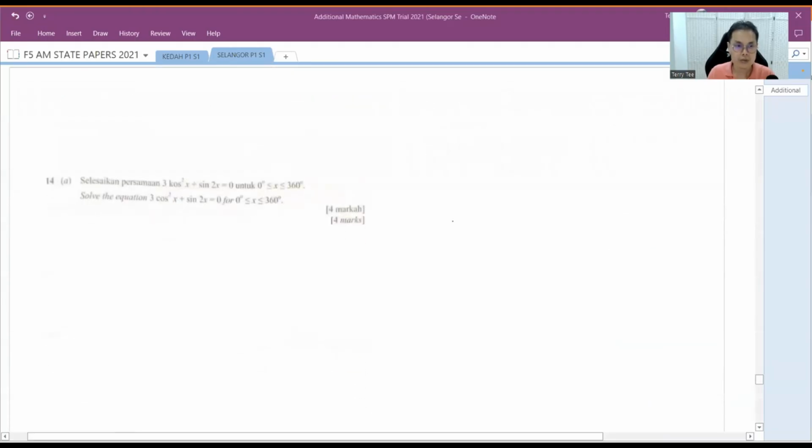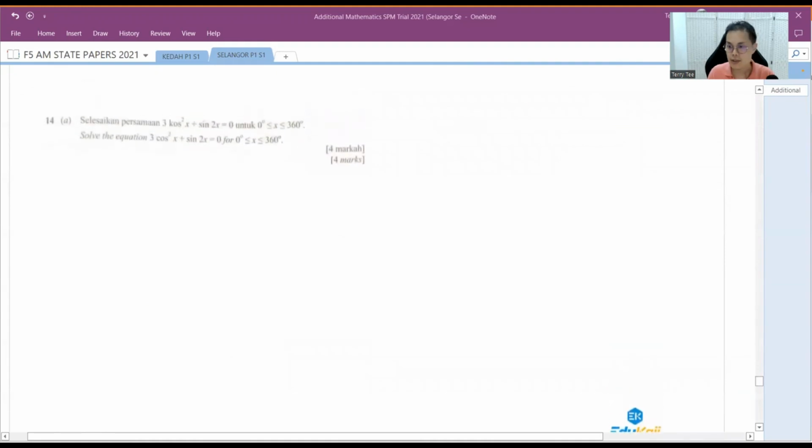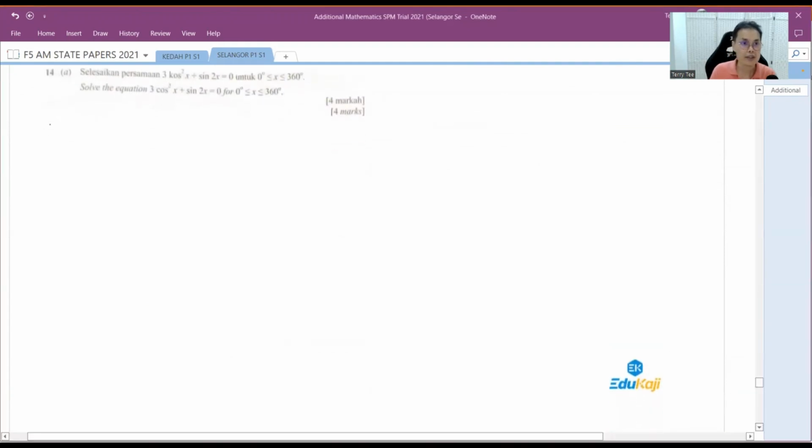Okay, let's move on to question 14. There are 2 parts to it. This is trigonometry. The first part is solving this equation. We can start off by changing the one with cos square, or we change the sine 2x. In this case, maybe I change the sine 2x first because I can't see what the outcome is.